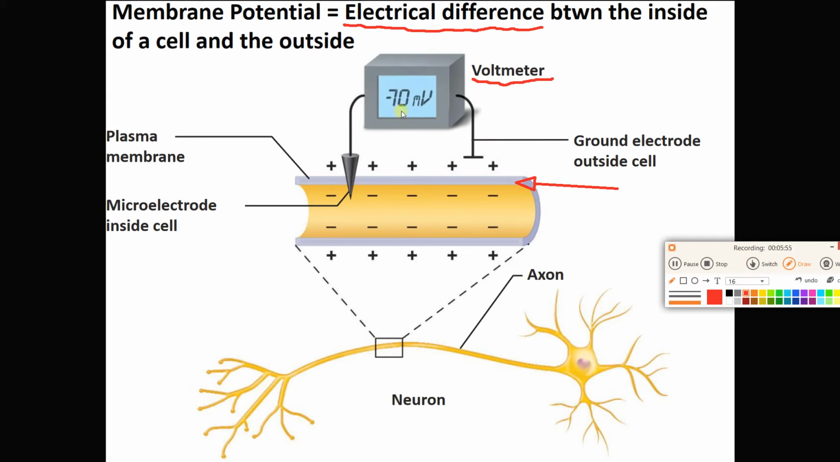Now, this is a tiny amount of electricity here, a tiny amount of voltage. Think about it for a second. What kind of battery do you have in your smoke detector in your house? You have a smoke detector in your house.